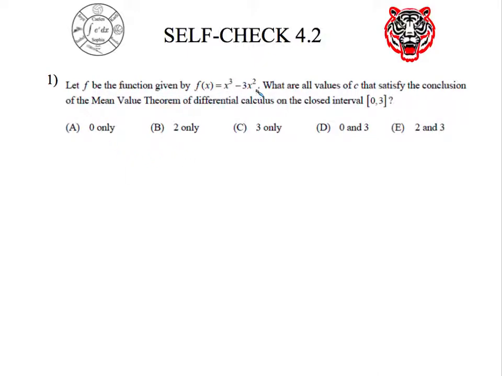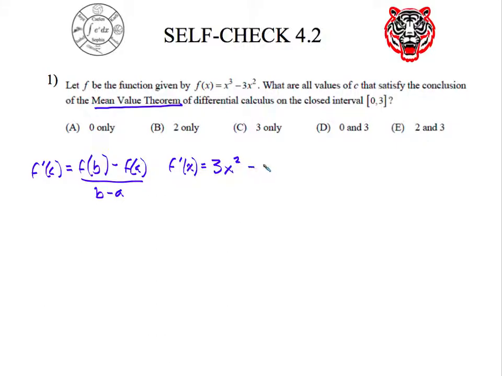This is our function, and I see the words mean value theorem. That means I immediately write f prime of c is equal to f of b minus f of a, all divided by b minus a. I also know my function, so I need f prime of x, and that is equal to 3x squared minus 6x, and therefore f prime of c, just removing the x's and putting in c, is 3c squared minus 6c is equal to, and I need an f of b, so it's going to have a fraction over here.